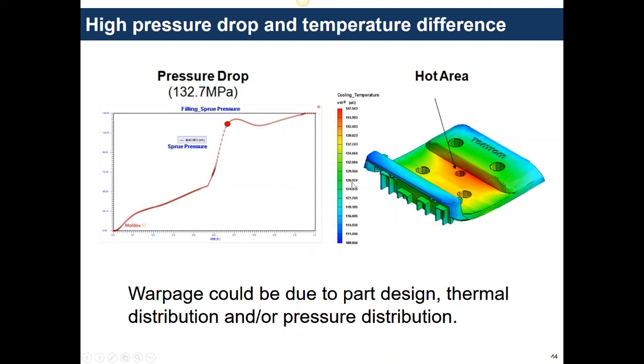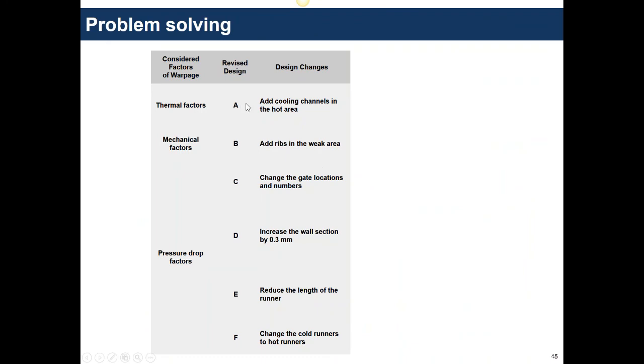So to really study what influences the warpage of their part, they did the analysis and they said, okay, let's try to fix a few things. So to improve the thermal factors, they came up with design A, where they added some cooling channels. Designs B and C were to deal with the part design, so they added more ribs, they changed the gate locations, and they increased the wall section by 0.3 millimeters.